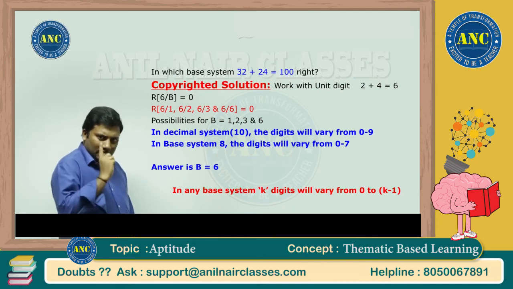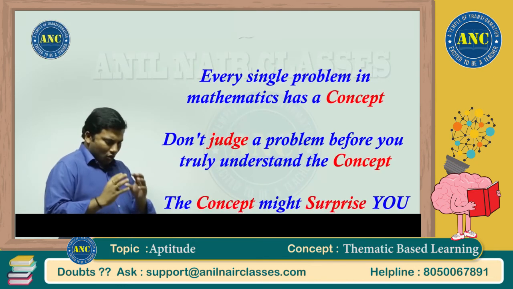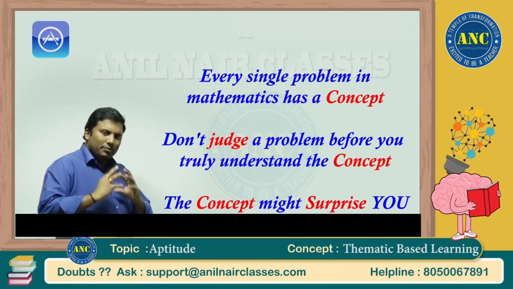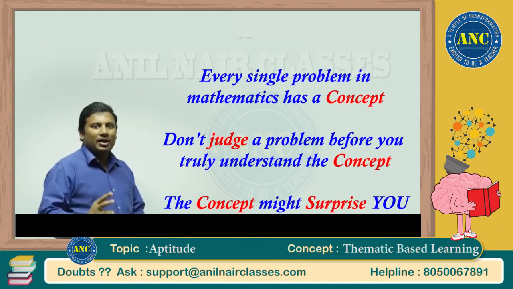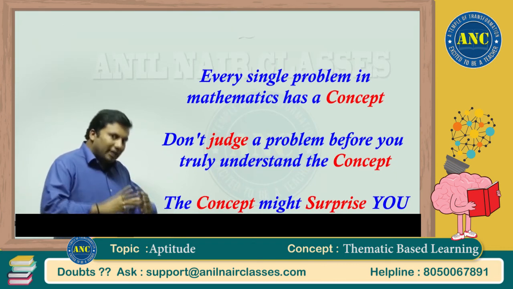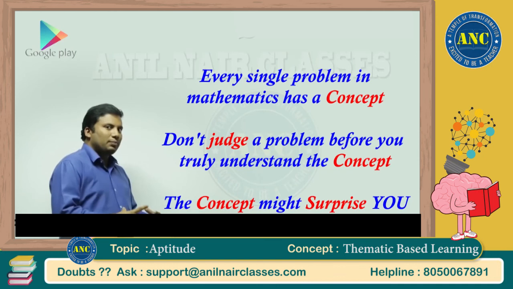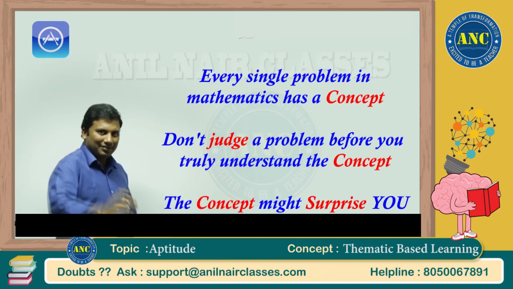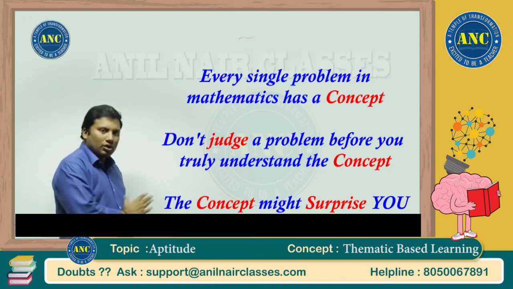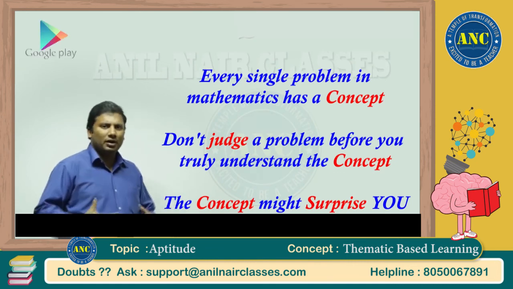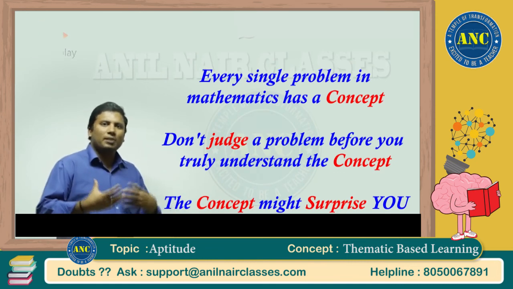Learnings from this video. Learning 1, right? Only take the unit digit in the left hand side, do a mathematical operations and check when you divide by which base system you will get the remainder. That remainder is nothing but the unit digit in right hand side. Learning 2, if you get multiple answers, use the concept of in any base system K, digits will be from 0 to K minus 1, right? I hope you understood. Now start experimenting on previous year TCS paper, previous year IBM paper. You will be amazed at the way you start looking at base system.